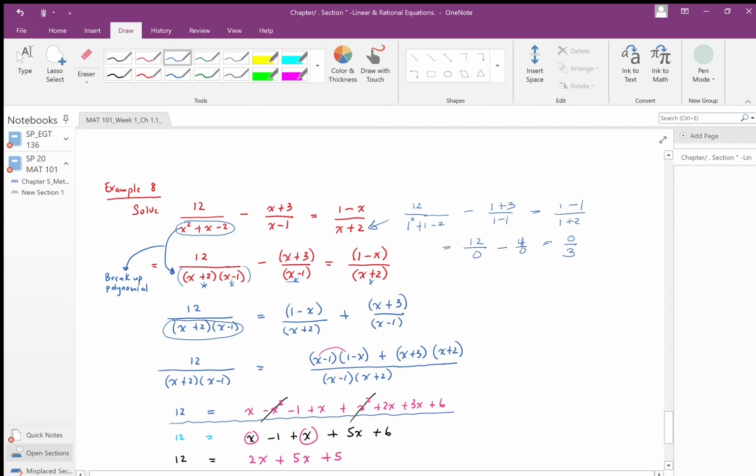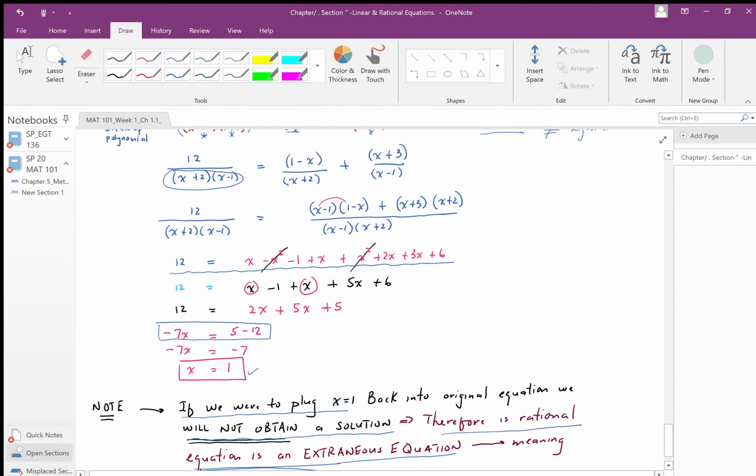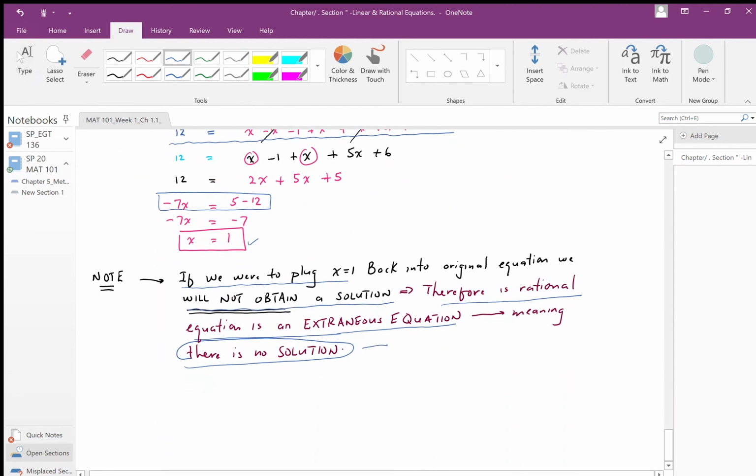If you put that in your calculator, I'm interested to know what you'll get. You're not going to get a value. So what's on the left-hand side does not equal what's on the right-hand side. Therefore, there is no solution.